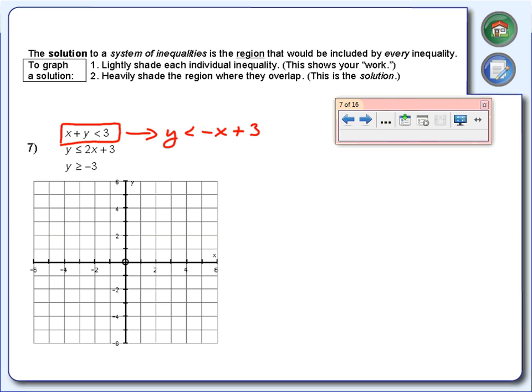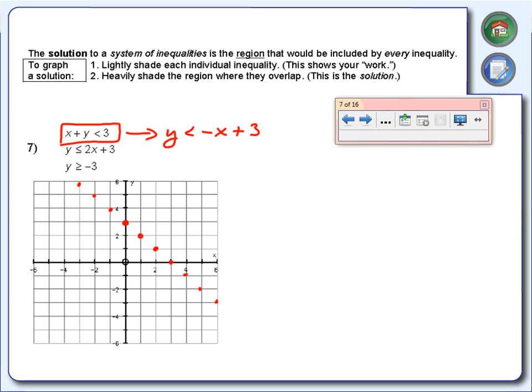Now we're ready to graph that. +3. That's our y-intercept. -1. That's our slope. So I'm going to go down 1, 1 to the right. Down 1, 1 to the right. More dots, the better. Get a couple more dots over here by reversing it. Up 1, 1 to the left. Up 1, 1 to the left.